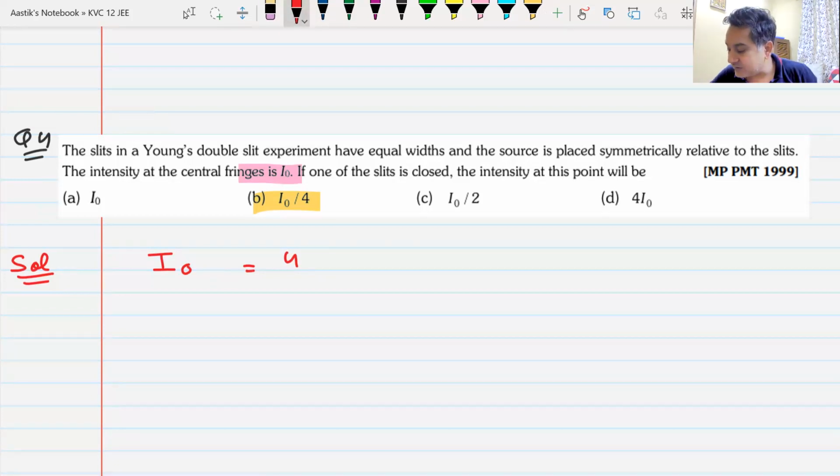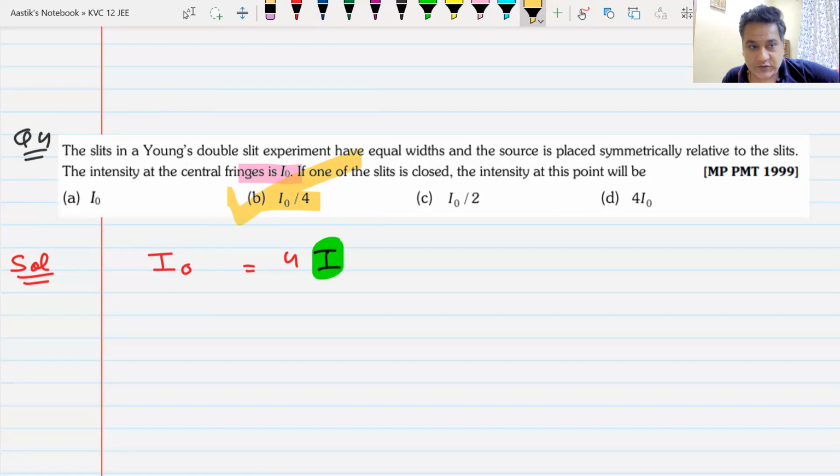It is simply this I. So the intensity now becomes I. The intensity before was 4 times I. Now it is I. So the answer is I naught by 4. Do we understand this, or is it going bye bye, bye bye? So be careful when you are answering questions here.